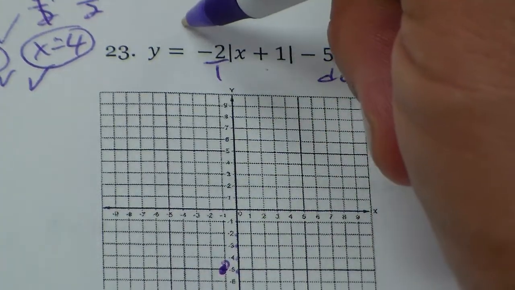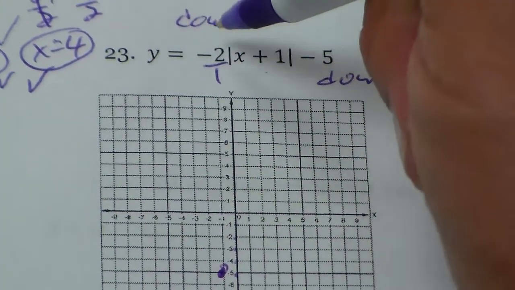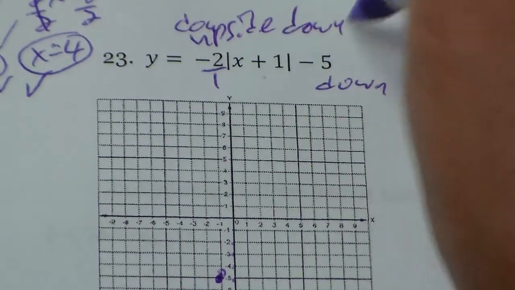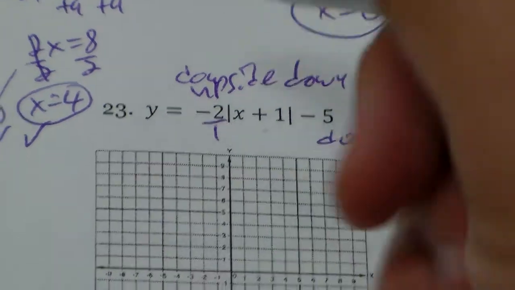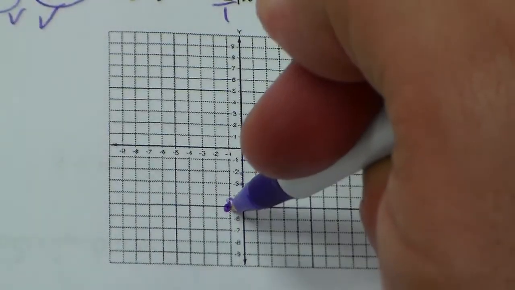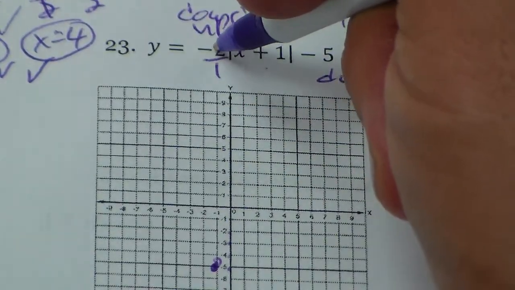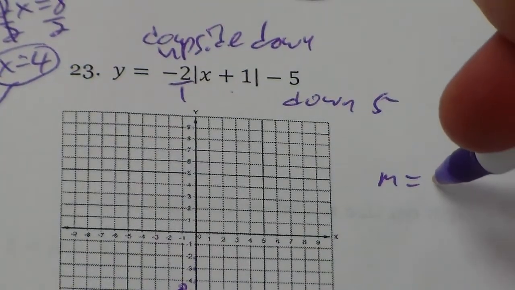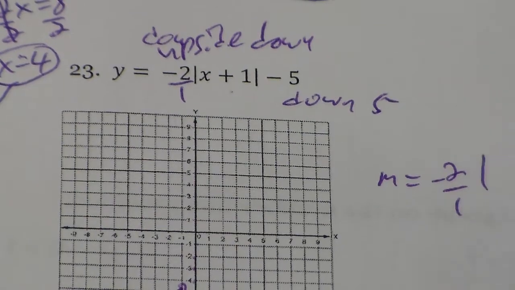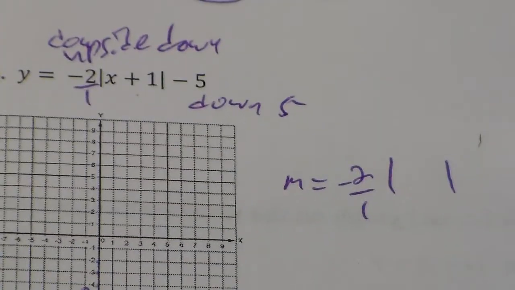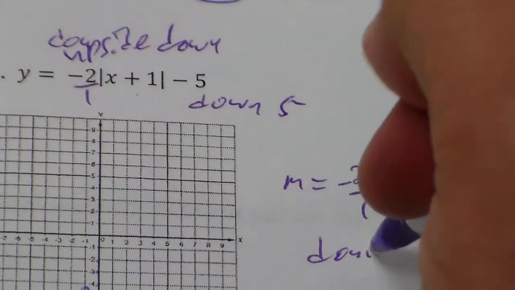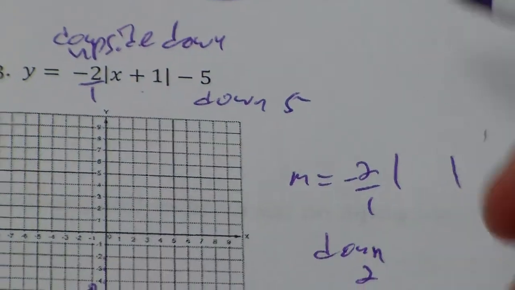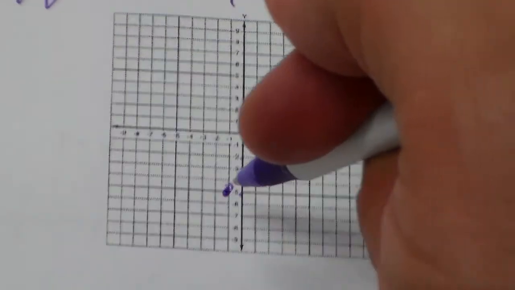Now that negative means it's going to point downwards, or in other words, that negative means upside down. Right? So upside down is what we're going to do from this point now. And then the slope is down 2 over 1, right? The slope for this absolute value is in front of the absolute value, and so that's a slope. So that means we're going to go down 2, and then over 1, as well as down 2, back 1, because it's symmetric, because it's absolute value.